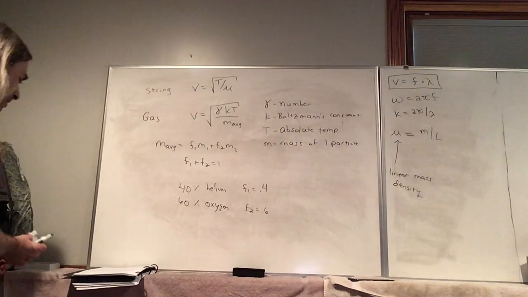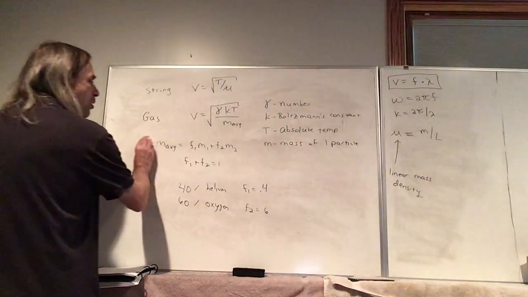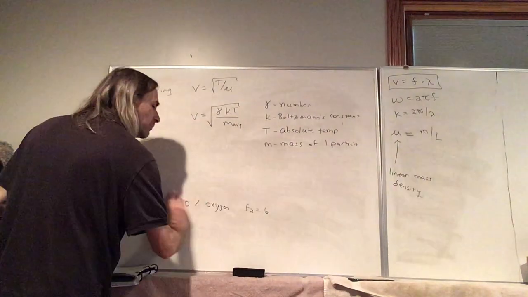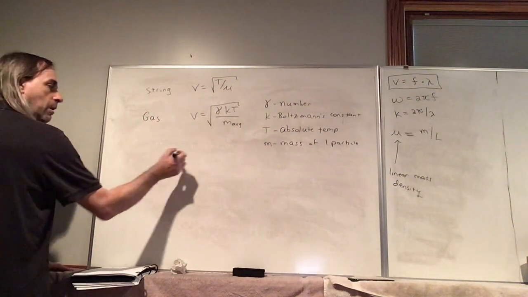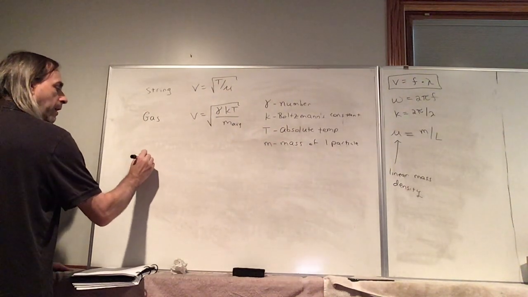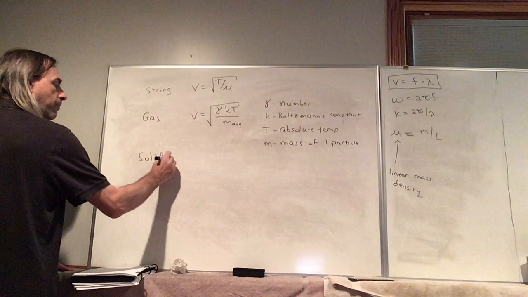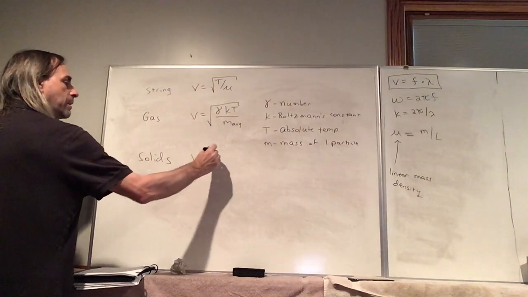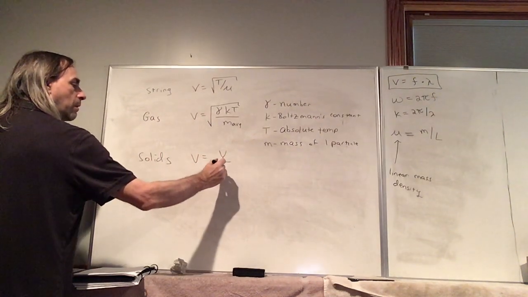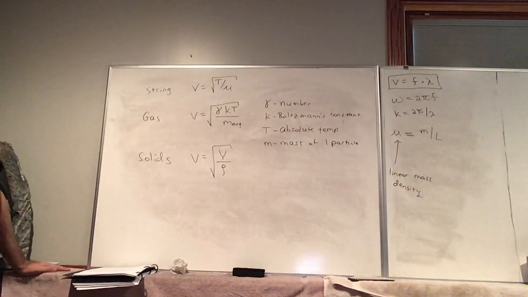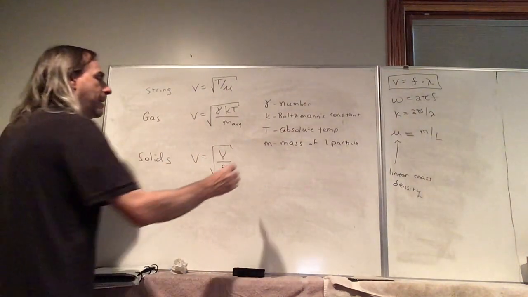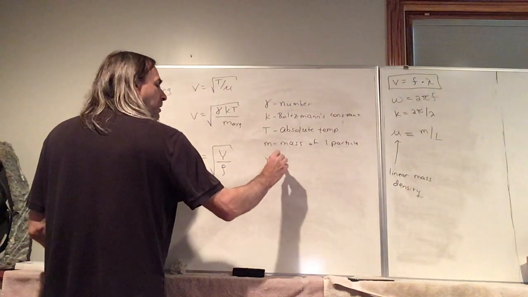Okay, I think there's two more we're going to look at. Sorry, this video's carrying on a little bit longer than I wanted to, but we're almost done. So for solids, we've got this. This capital Y is something called Young's modulus.